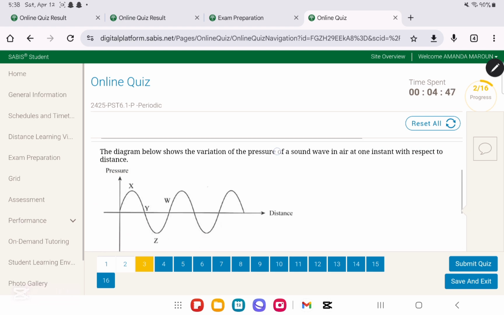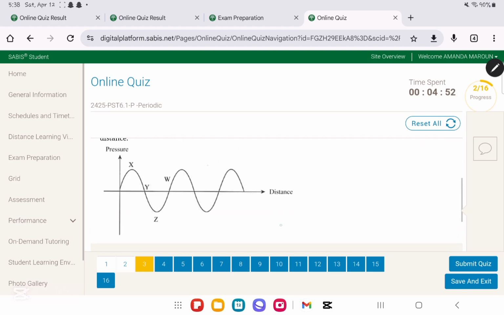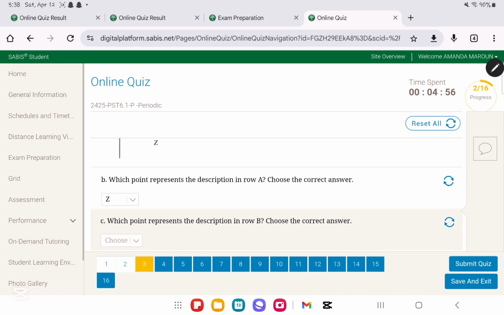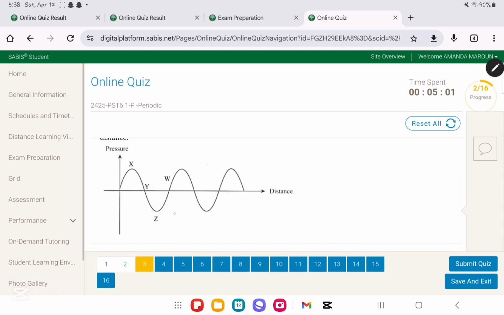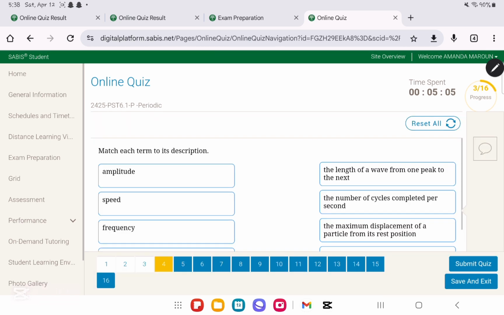Okay, so they said which point represents rho A. Rho A is rarefaction. So if we are dealing with rarefaction, we'll have to take the lowest pressure, which is Z. Okay, which point represents the description in rho B? In rho B, it is compression, so we'll have to take the highest pressure, which is X. Okay, we'll move on to question number 4.